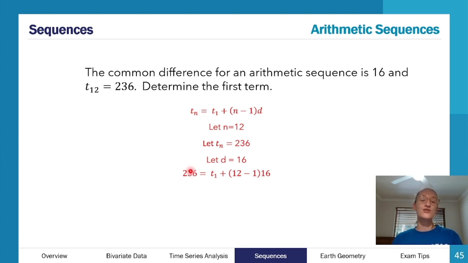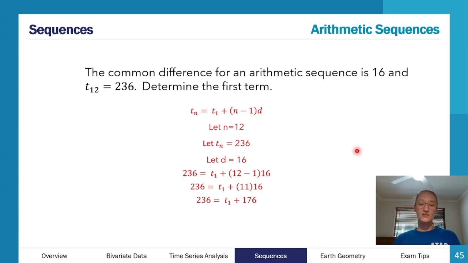Tn, we know is 236. T1, we actually don't know. We know that n is 12 and we know that d is 16. So now that I've substituted in everything I know, all it simply is, is solving step by step, following the regular rules of operations. So again, that's why communication is so important, because if you do make a mistake somewhere along the way, there's still part marks available for working out operations and all of those sorts of things.